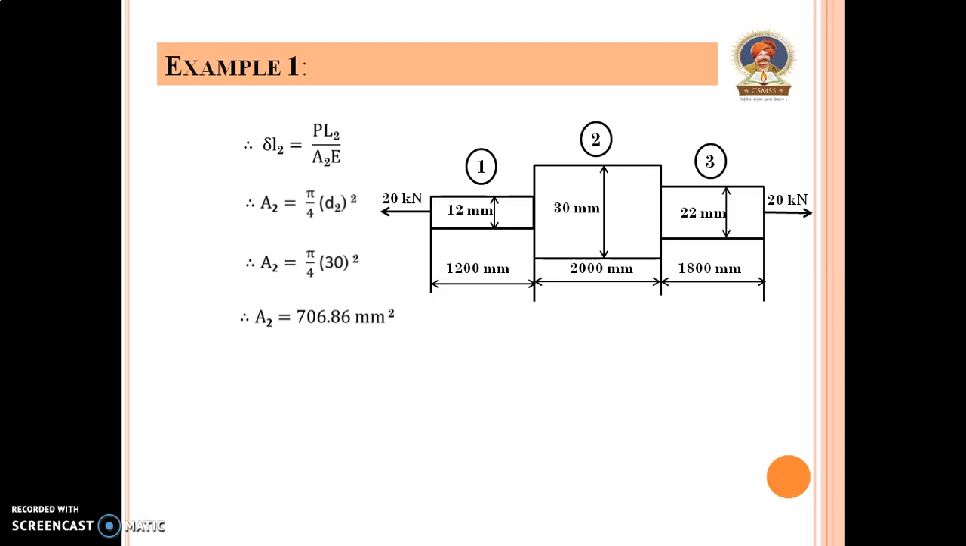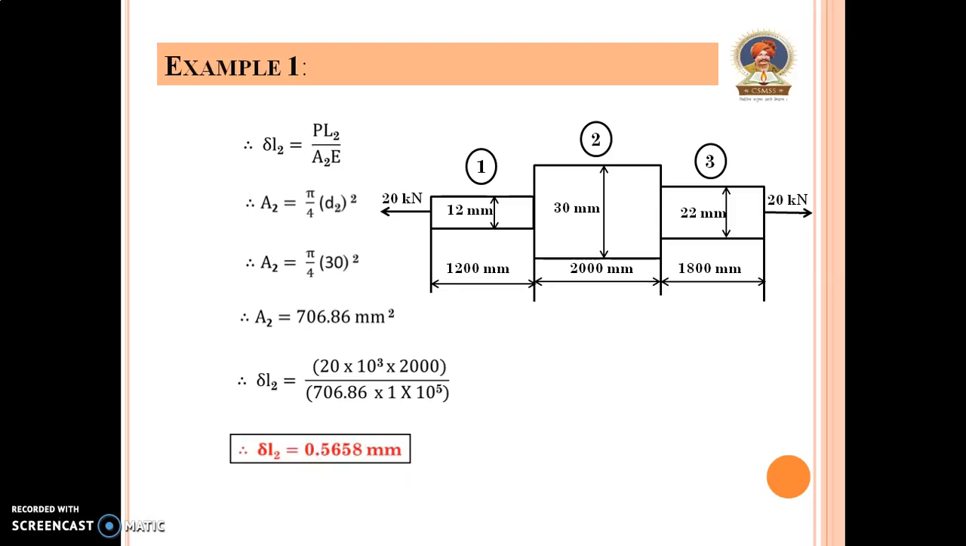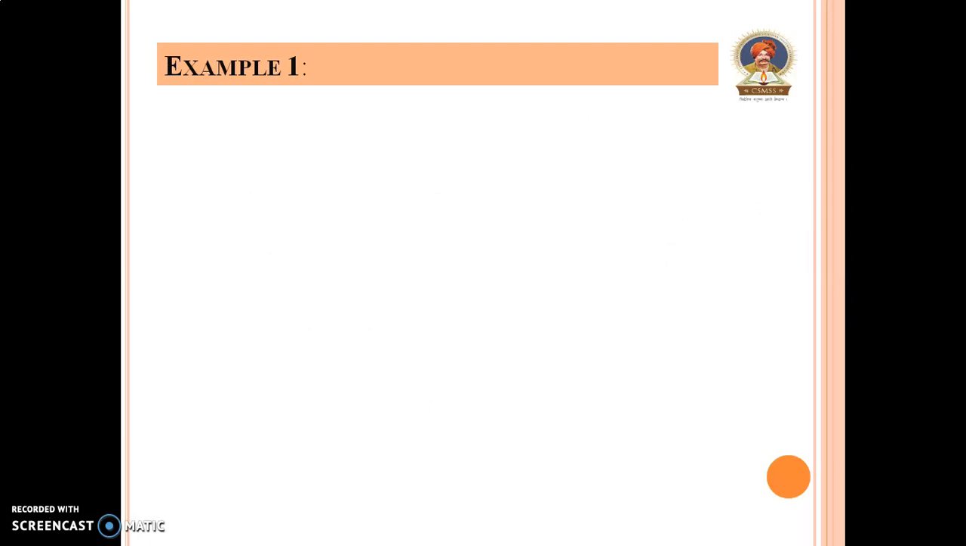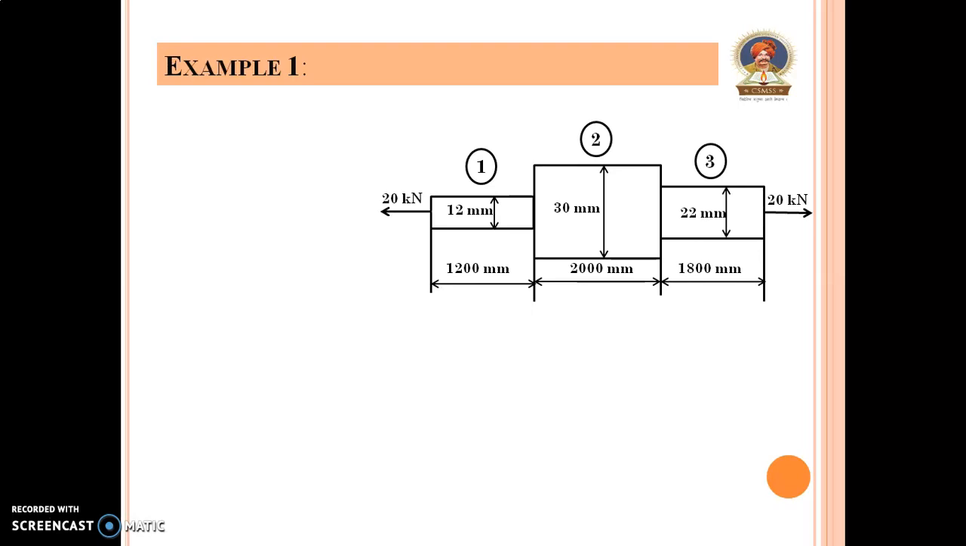Now put all the values in the above equation. So delta L2 becomes 20 into 10 raised to 3 into 2000 upon 706.86 into 1 into 10 raised to 5. Therefore the delta L2 is equal to 0.5658 mm. Similarly, we have to calculate delta L3.